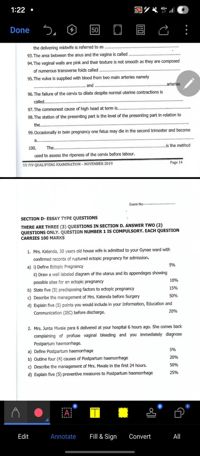98. The station of the presenting part is the level of the presenting part in relation to the, correct answer for 98 is ischial spines. 99. Occasionally in twin pregnancy, one fetus may die in the second trimester and become a. The correct answer is fetus papyraceus. So the child may become what is known as fetus papyraceus, and the spelling is this.